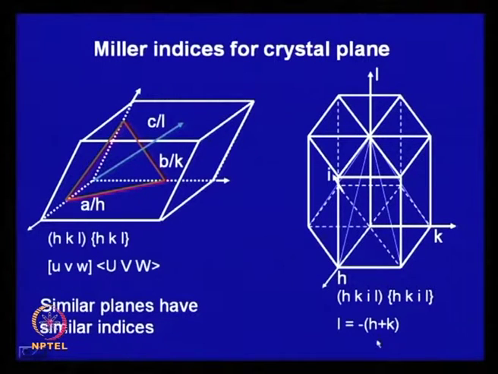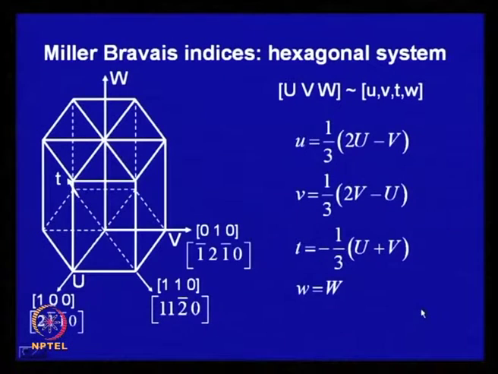That is why in this case there is a slight difference. We use 4 indices. This is called the Miller-Bravais indices H, K, I, L. I is actually redundant, and I is equal to minus (H plus K). A system of planes is represented like this. The same thing you can extend to directions as well.